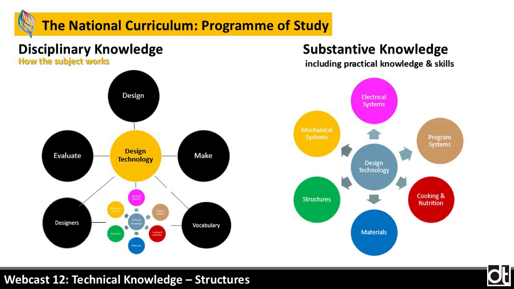Here is a brief reminder of how the national curriculum can be divided into two areas of knowledge, that of disciplinary knowledge and substantive knowledge. The disciplinary knowledge focuses on how the subject works and the creative and iterative processes of designing, making and evaluating, whilst the substantive knowledge includes the technical knowledge about products, knowing how they work and how they are made, and this can be divided into 6 strands of learning. Included within each strand of learning are the skills and techniques associated with each of these strands of learning, and we might call this the practical knowledge.